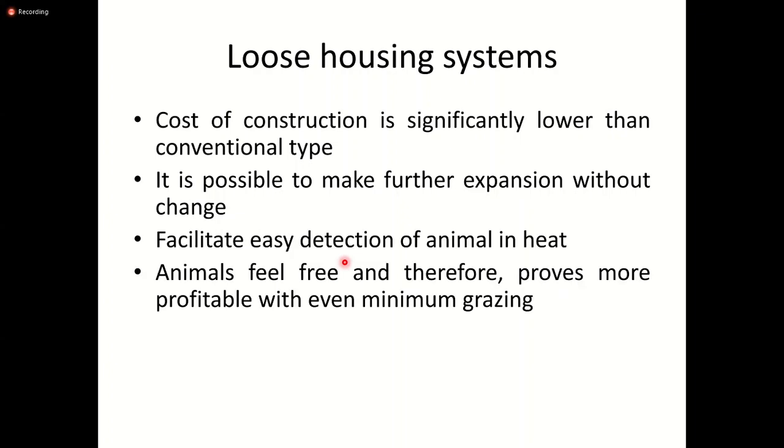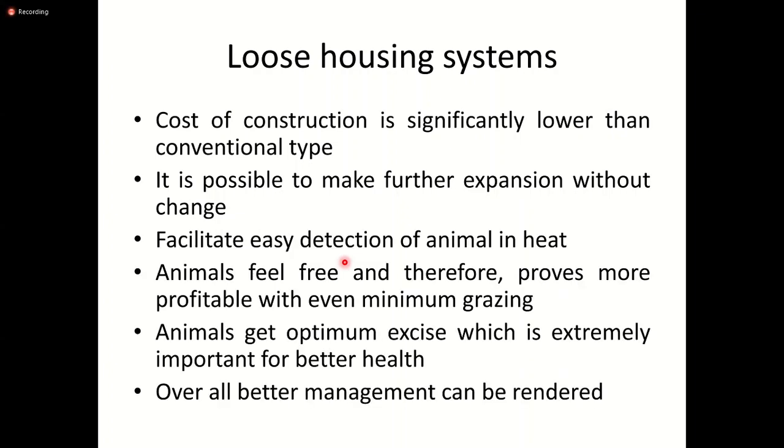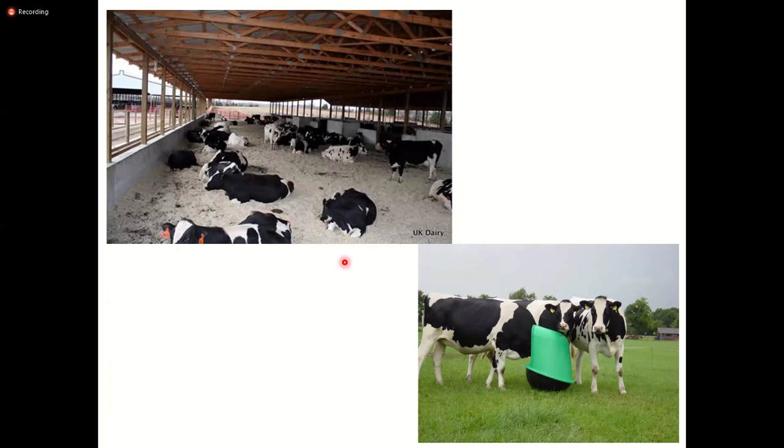The another type is called loose housing systems. Loose housing systems means animals are just loose. They are not tied up.